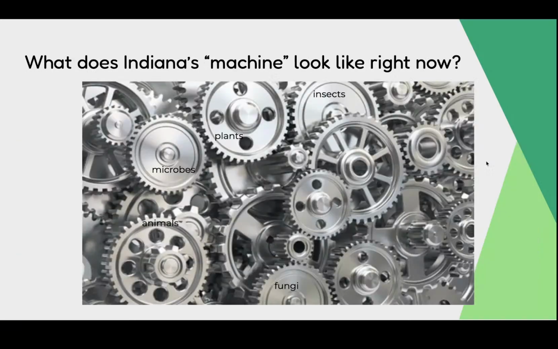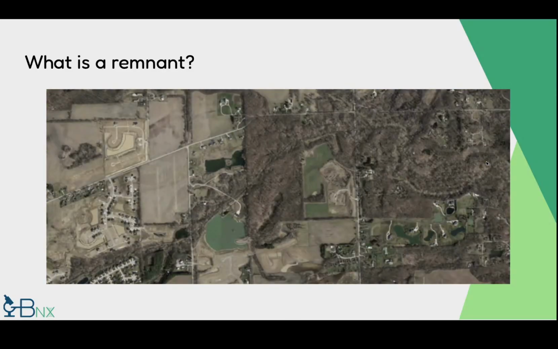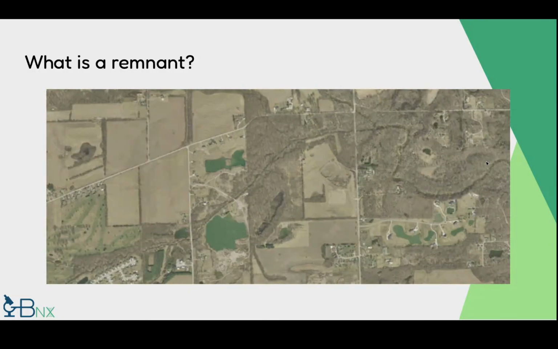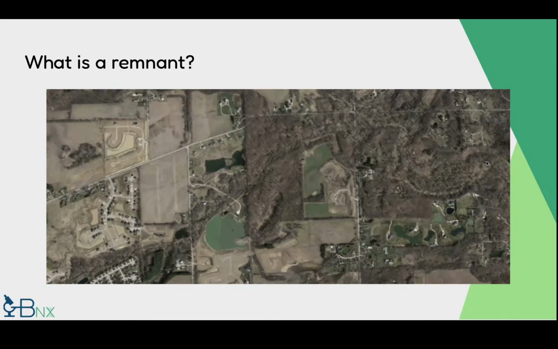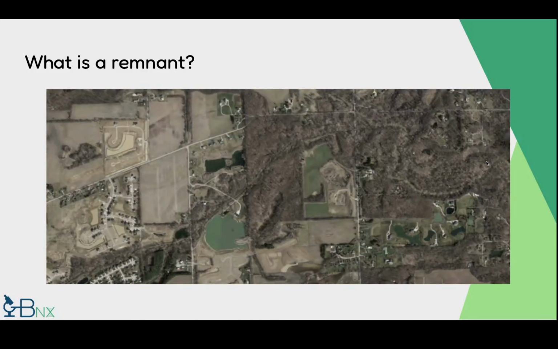So what does Indiana's machine look like right now? It's a bunch of fragmented pieces of what once was a fully contiguous system. But a lot of these fragmented pieces are still in pretty good shape, and we like to refer to these as remnants. So what is a remnant? A remnant is a piece of land that has largely evaded human development for the better part of modern human history.